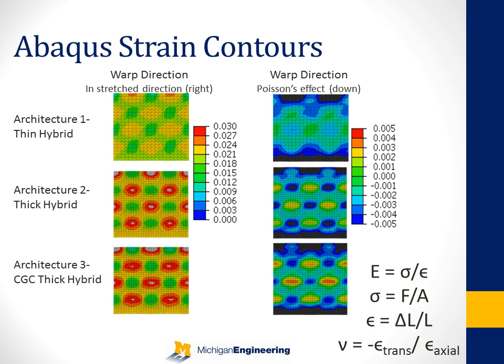So I initially put the unit cell in with given dimensions. So I knew A and delta L and L. So as long as I could output the reaction force from a certain displacement, I could get Young's modulus. The same with Poisson's ratio.